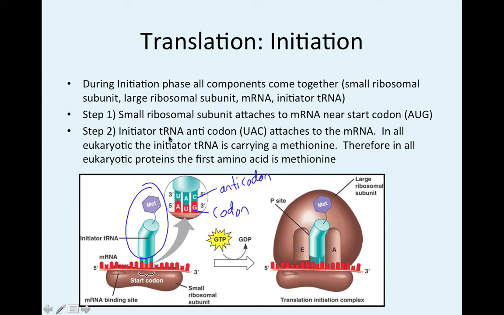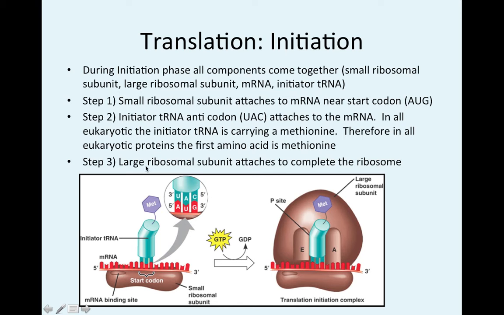Step 2, the initiator tRNA anticodon, UAC, attaches to the mRNA. And in all eukaryotes, the initiator tRNA is carrying a methionine. It's going to start with methionine. Okay? So that's step 2.